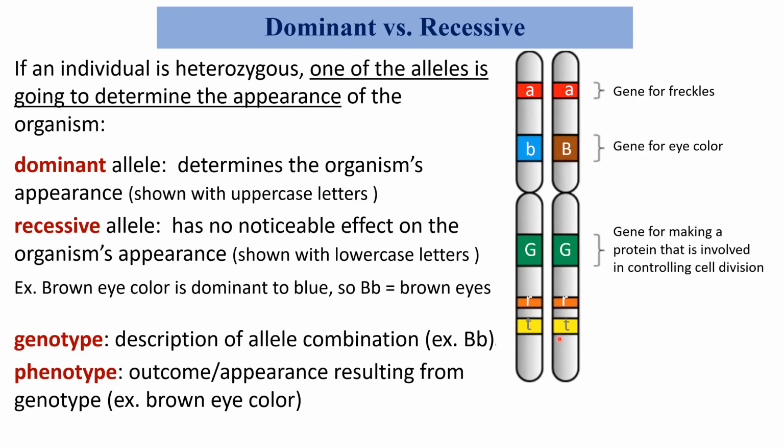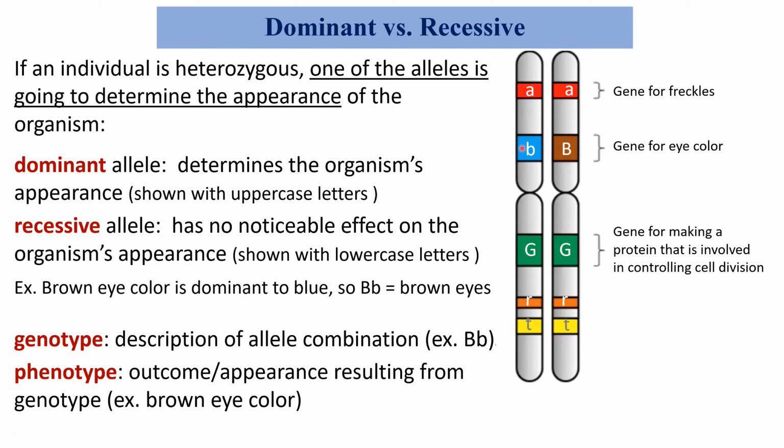So if an individual is heterozygous, one of the alleles is going to determine the appearance of the organism. Let's, for example, say you get an uppercase B from dad, which is for brown eyes, and a lowercase b from mom, which is for blue eyes. What is the offspring going to express? Well, the offspring is going to express whatever the dominant allele is.